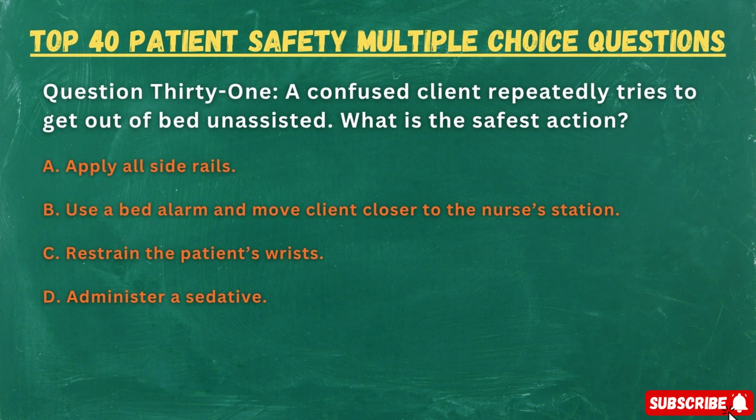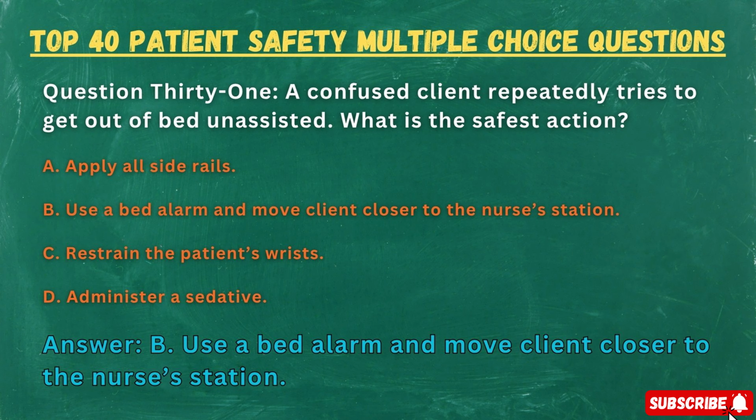Question 31. A confused client repeatedly tries to get out of bed unassisted. What is the safest action? A. Apply all side rails. B. Use a bed alarm and move client closer to the nurse's station. C. Restrain the patient's wrists. D. Administer a sedative. Answer. B. Use a bed alarm and move client closer to the nurse's station.